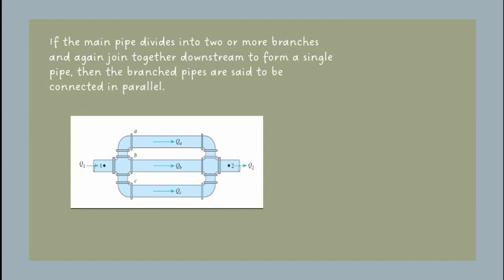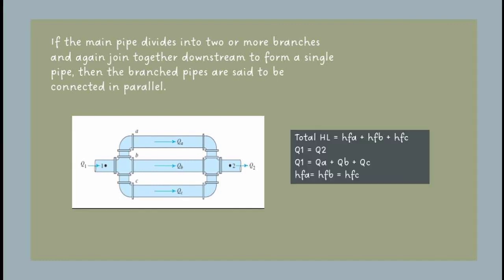So for pipes in parallel, the total flow is the accumulation of flow from each branch in the system. Also, since the flow takes the path of least resistance, the head loss for each branch will be the same. Pipes in parallel also have their properties.